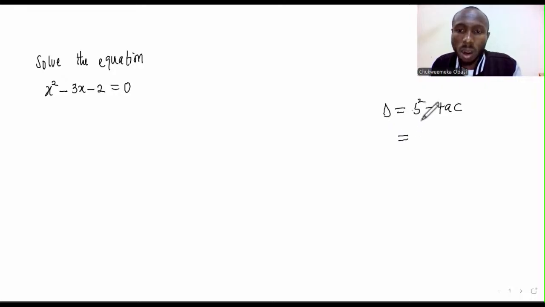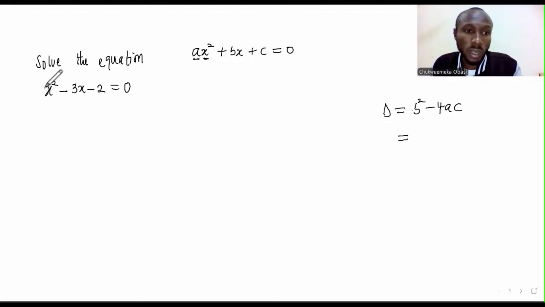So now, how do we get our a, b and c? We get that from the equation given to us. Remember, a quadratic equation is written in standard form as ax squared plus bx plus c. This is how we express a quadratic equation. When you compare this standard form and the equation given to you, you can always find your a, your b, and your c. Now you can see that your a is the coefficient of x squared.